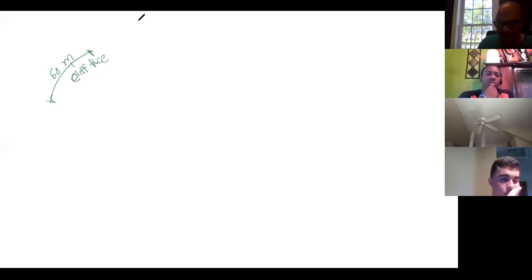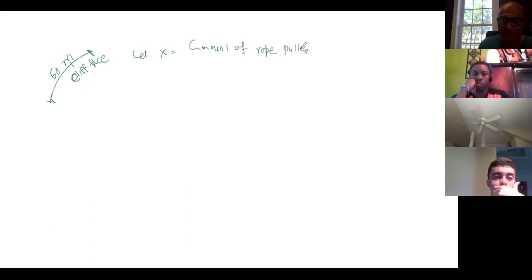So here you can see, suppose I have a rope like this, and this one is 60 meter. And somewhere over here, suppose I have a cliff face. That means I can start like this. Let x be the amount of rope pulled in. So naturally, what would be 60 minus x? That is equal to the amount of rope still hanging, right?